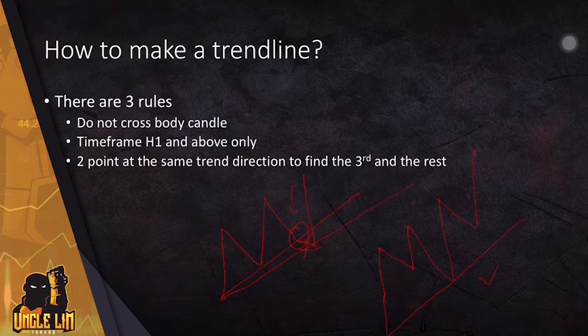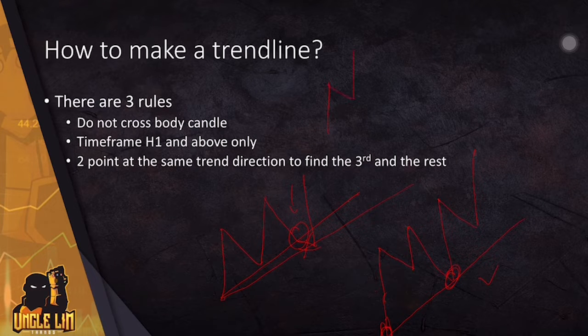So, trend line can only be used H1 and above, with 2 points at the same trend direction. Okay, so when you guys open chart, you need to find 2 points. 1 point, 2 points. Use a significant resistance or support to take it as a point. So there is one here, there is one here.